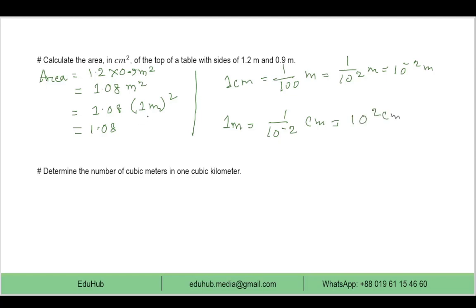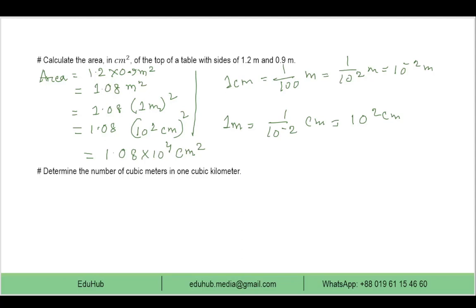Now we have to replace the 1 meter. 1 meter into centimeter, which is 10 to the power 2 centimeter square. So that is 1.08 into 10 to the power 4 centimeter square. Now we can see the difference between meter square and centimeter square. The centimeter square value is 10,000 times larger than the meter square. So every time we have to be careful about the unit.